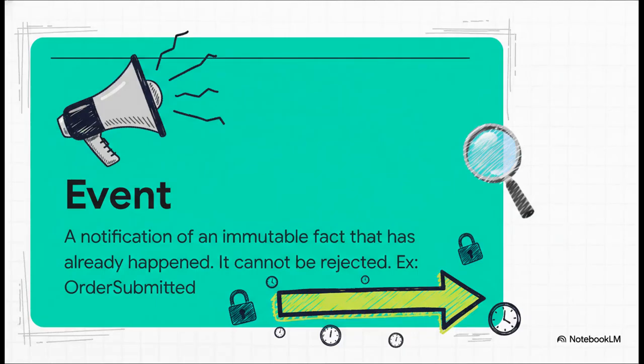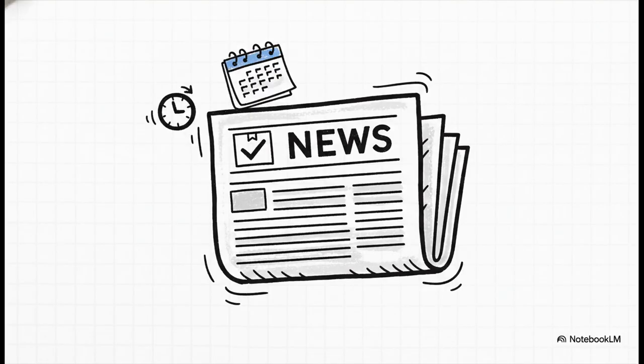Now, once the system's work is done, it doesn't just stay quiet. It announces what happened by publishing an event. And here is the key difference. An event is not a request. It is a cold, hard fact. It's a notification that something has already happened. It's immutable. You can't change the past, right? So an event can never be rejected. A great way to think of events is like headlines from the past. They are always named in the past tense to show this. Order submitted, payment charged, item added. They're simply reporting the news of what has already taken place.